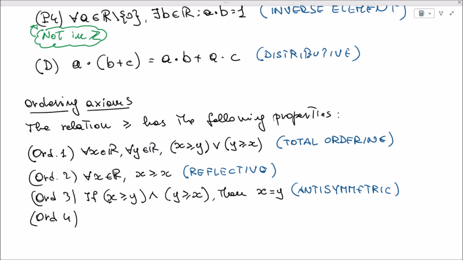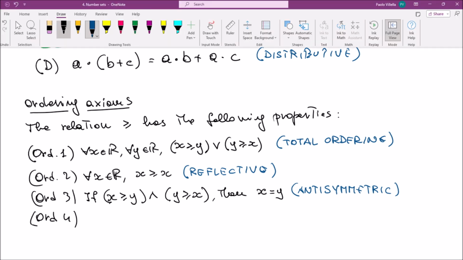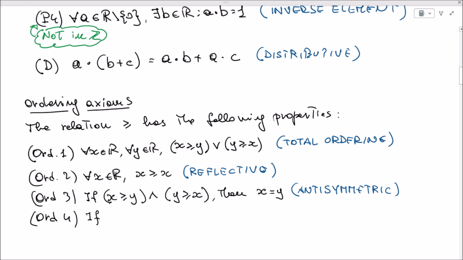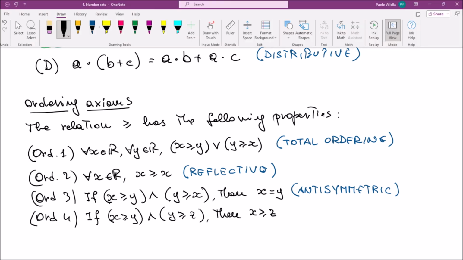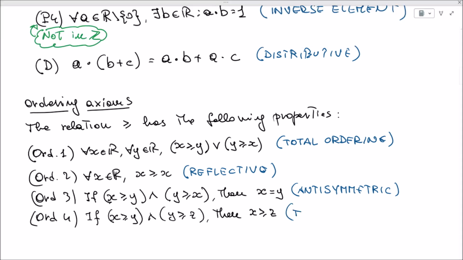The fourth ordering property says that if x is larger than or equal to y and y is larger than or equal to z, then x is larger than or equal to z. And this is what is referred to as the transitive property of the ordering.